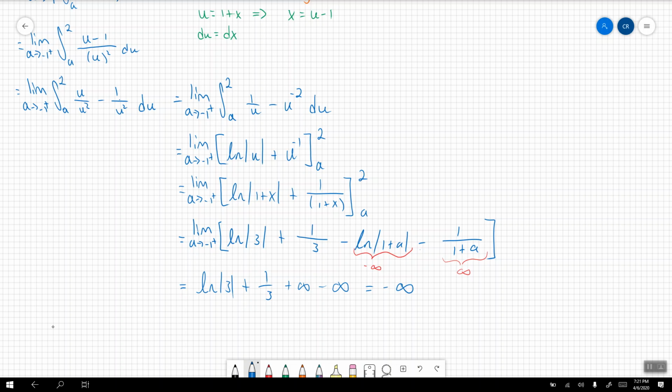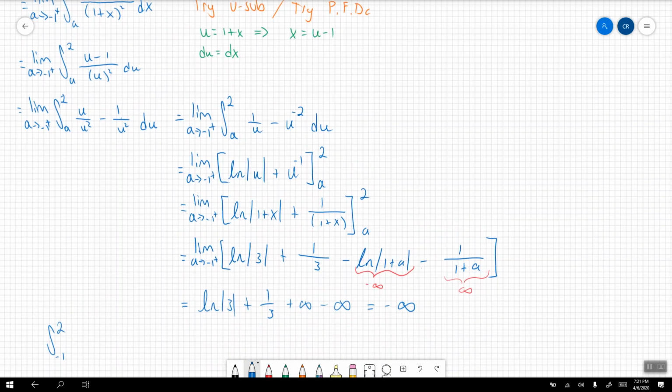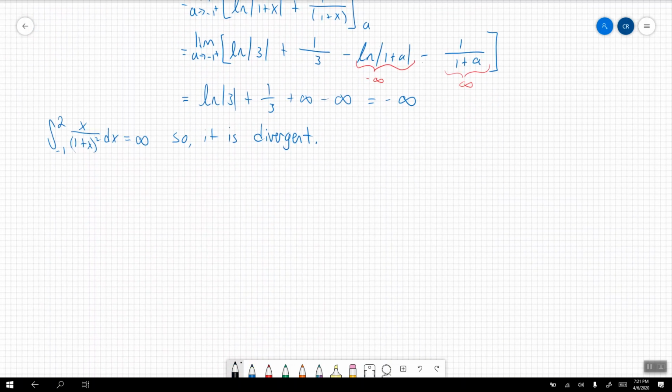So the integral that we started with, from -1 to 2, and that was for, wow, I already forgot the value. There we go. That was for x over 1 plus x squared dx. This is equal to infinity, so it is divergent. There we have it. That was part A, where we got a divergent integral. Let's look at part B.